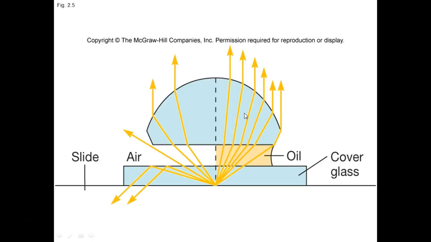So to help with that refractive index problem, we add oil to the slide. Just a drop. And that oil has a similar refractive index to the glass. So the light keeps heading at the same speed and hopefully straight into the lens.